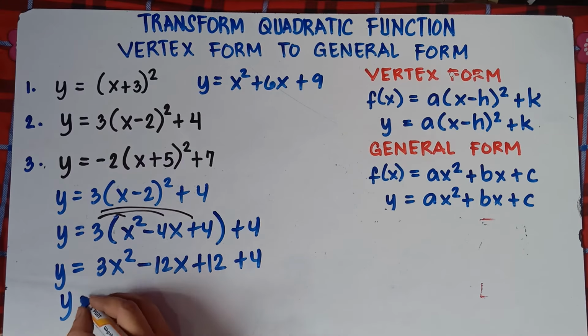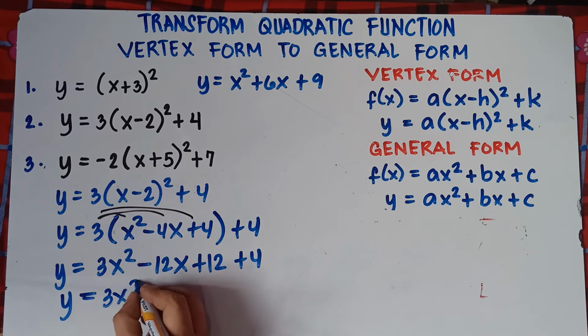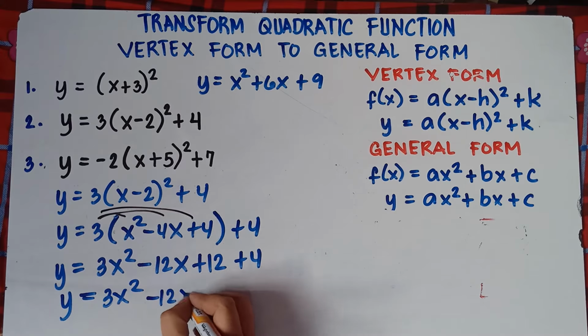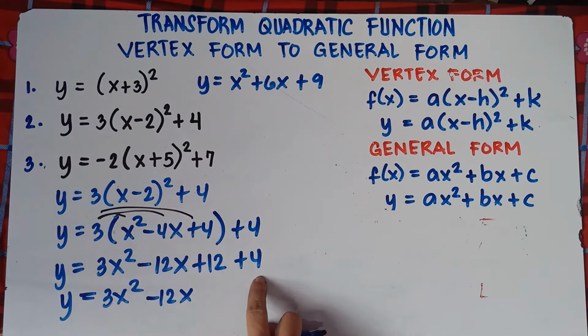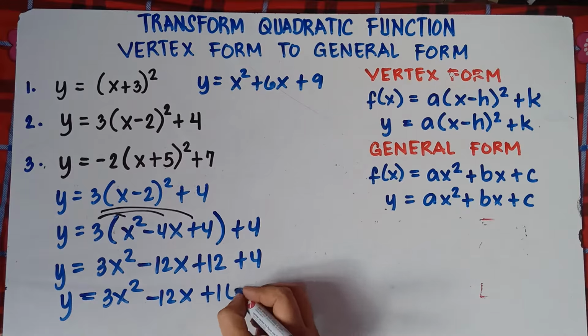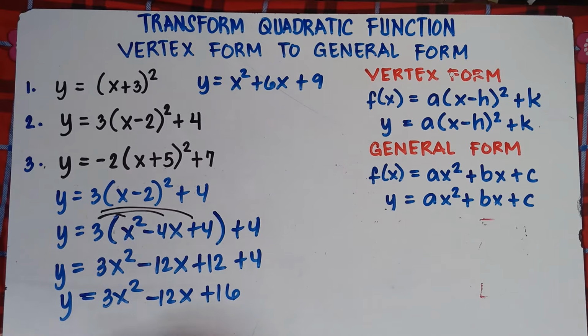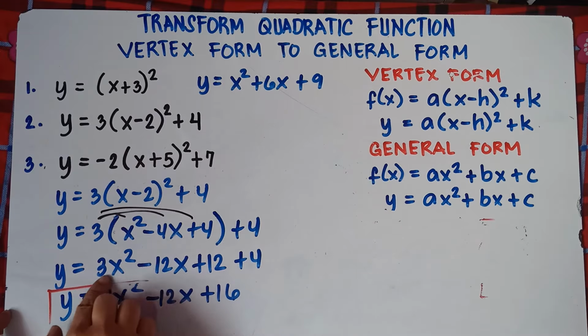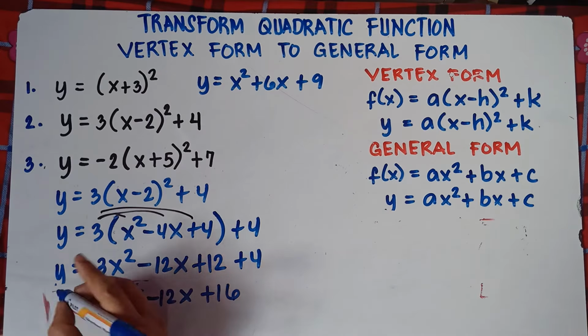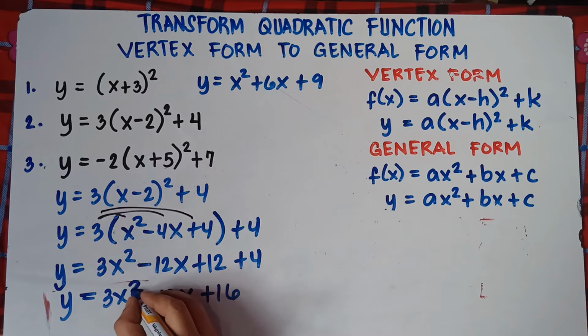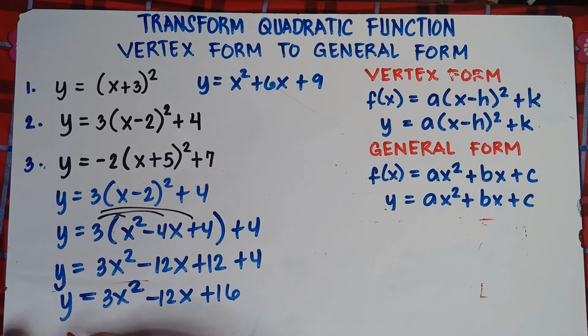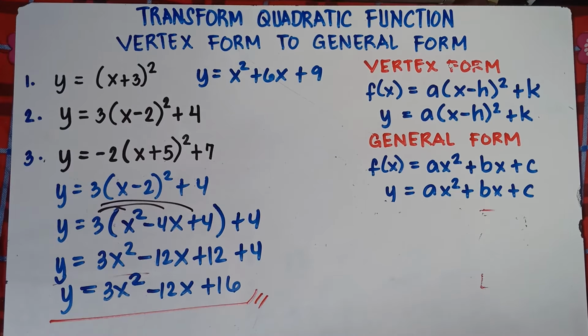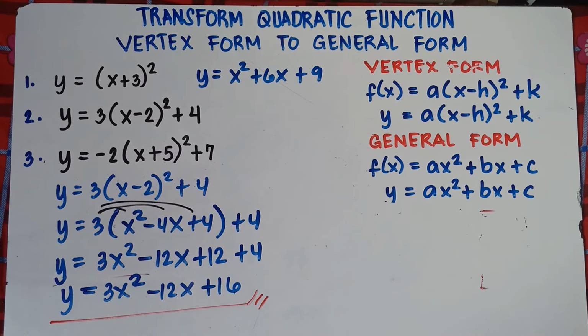So the final answer will be y equals 3x squared negative 12x, copy. Then 12 plus 4, that's positive 16. And that's it, class. That's the answer for this equation. Okay, let me just put a line. This will be our final answer. So y equals 3x squared minus 12x plus 16.